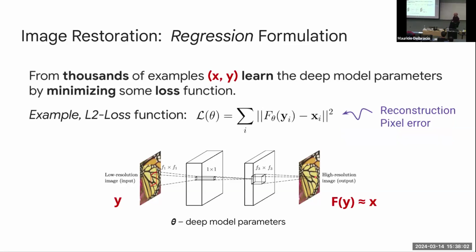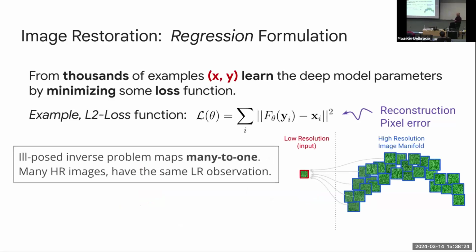And then trying to find the parameters that actually minimize some loss function given the training data. For example, we can try to minimize the average pixel reconstruction error. This is probably the simplest thing to do, right? And we can train a model for doing this. So what is the problem?